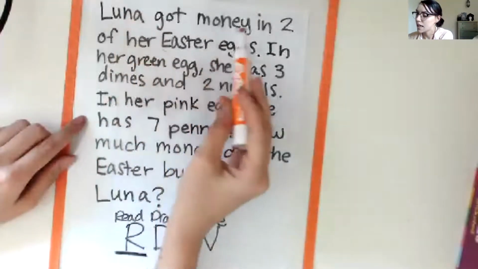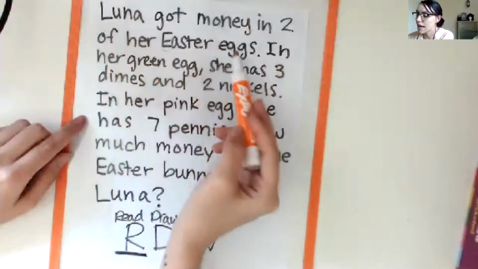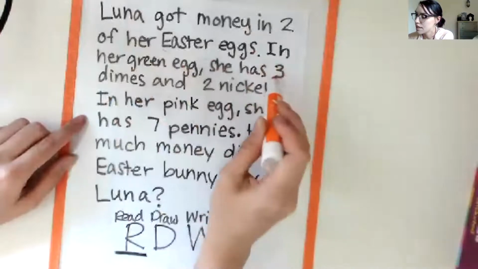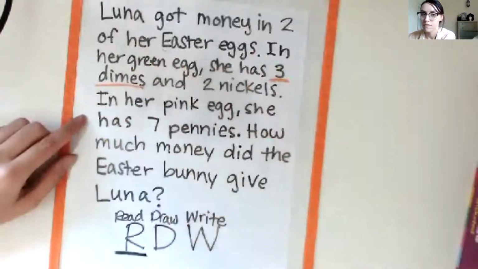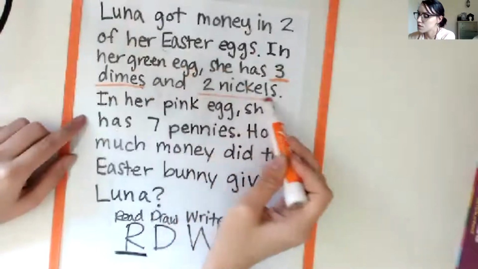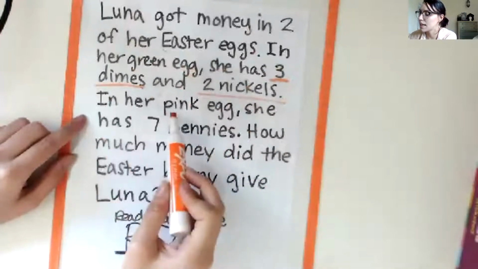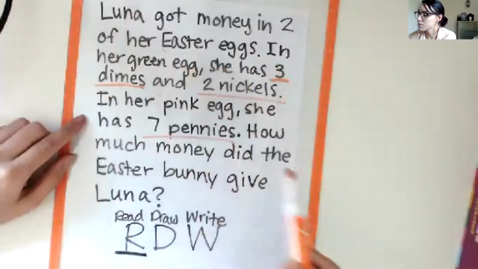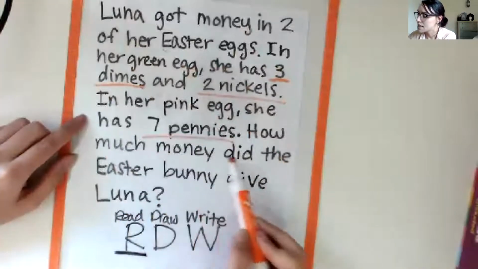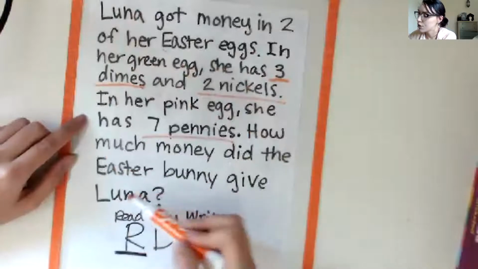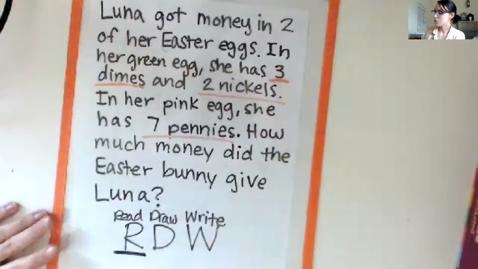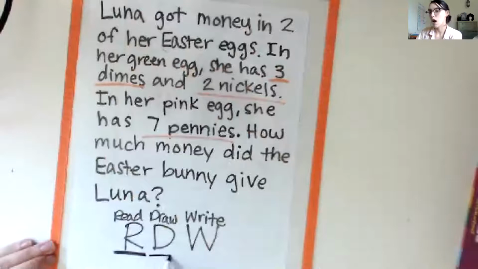Luna got money in 2 of her Easter eggs. In her green egg, she has 3 dimes and 2 nickels. In her pink egg, she has 7 pennies. How much money did the Easter Bunny give Luna? So let's go ahead and do the next step in RDW. It is time to draw.